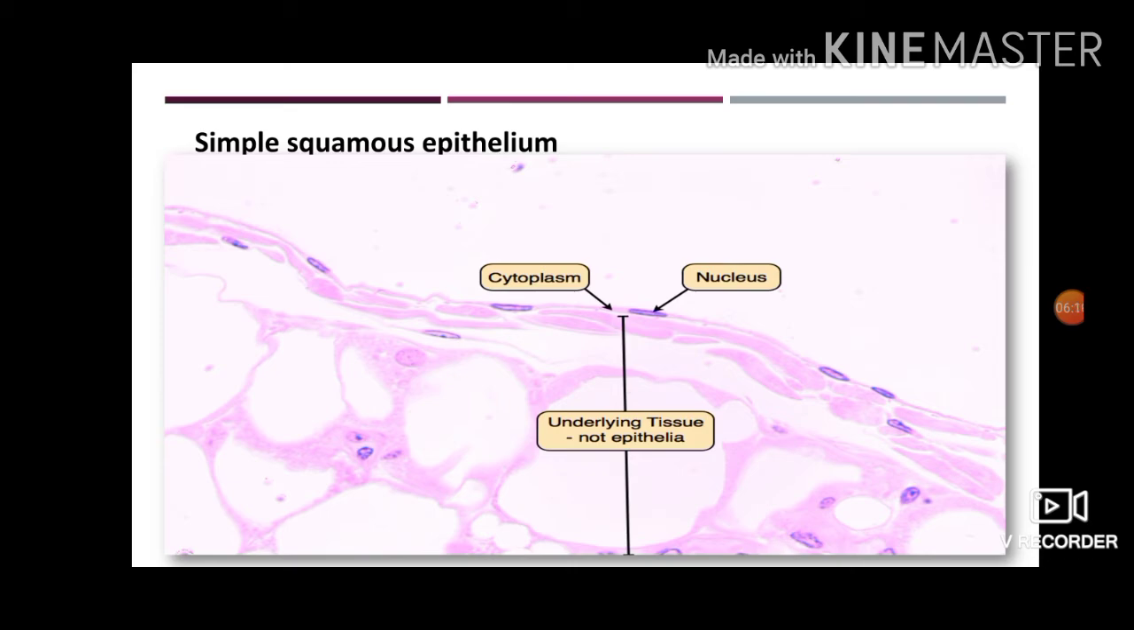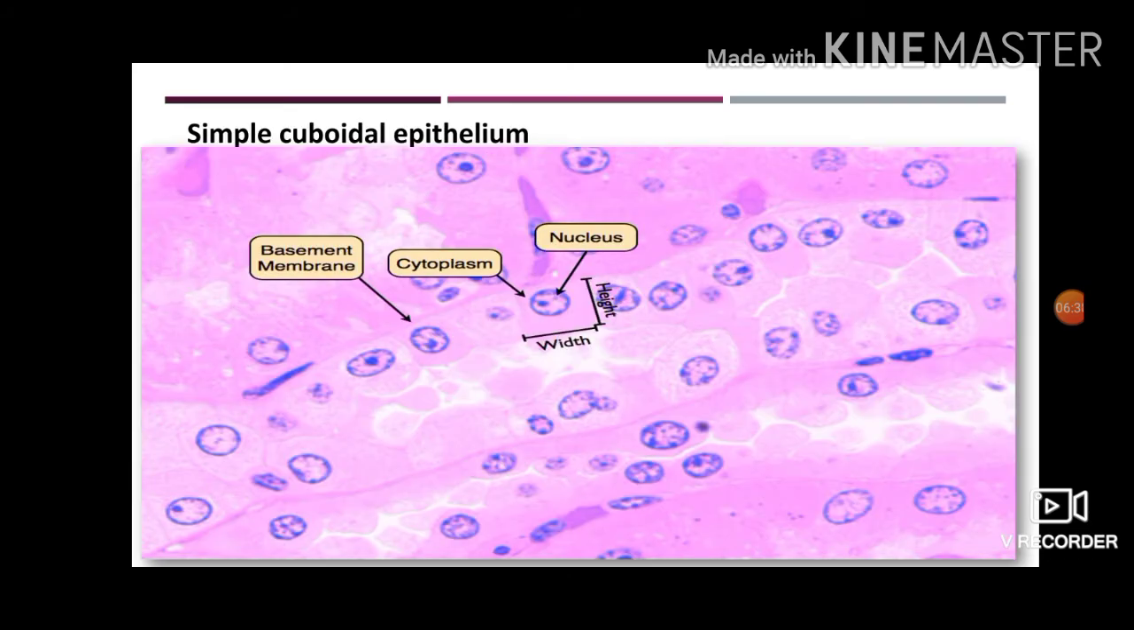The function of this simple squamous epithelium is to facilitate diffusion of gases and small molecules. We have already learned about the process of diffusion, dear students, that the molecules move from higher concentration to lower concentration. This process is done with the help of this tissue, simple squamous epithelial tissue. So I hope, dear students, you are clear with the simple squamous epithelium.